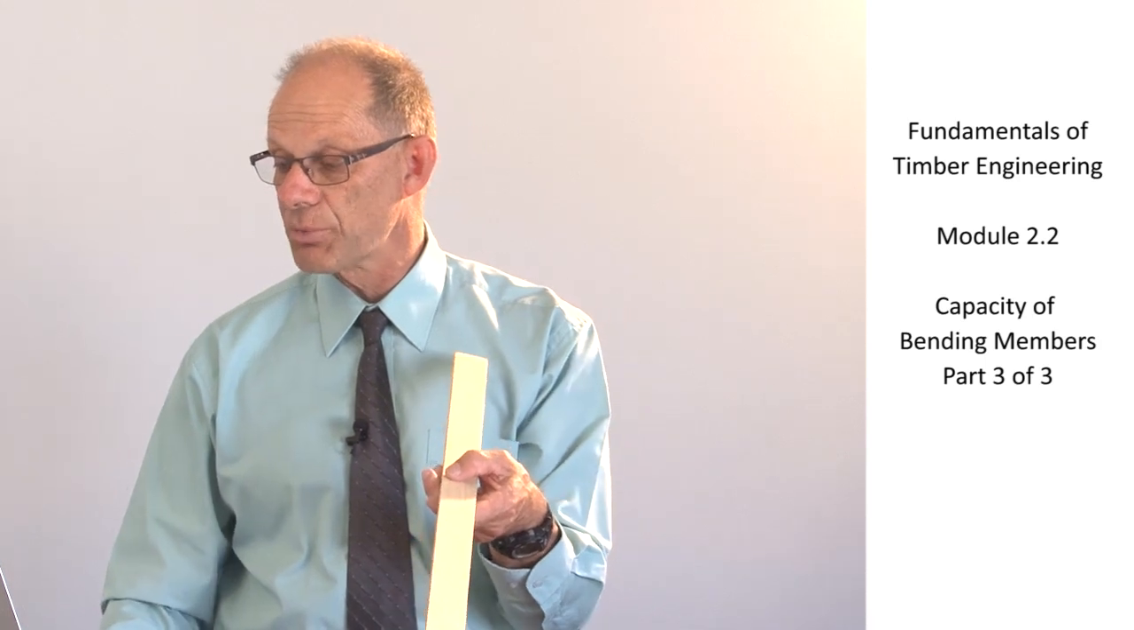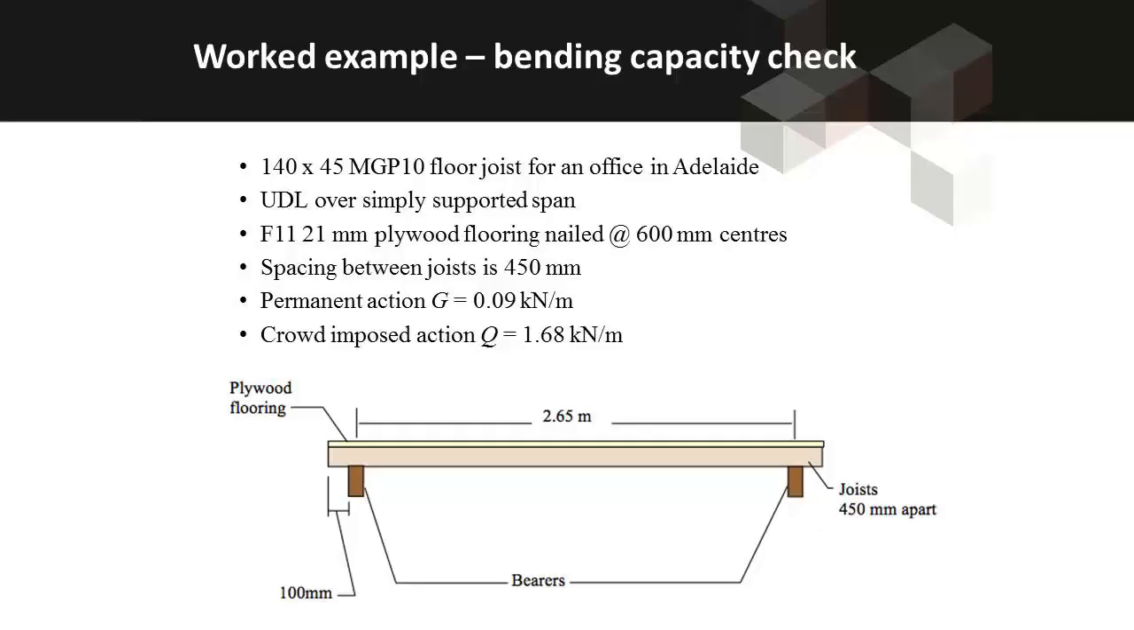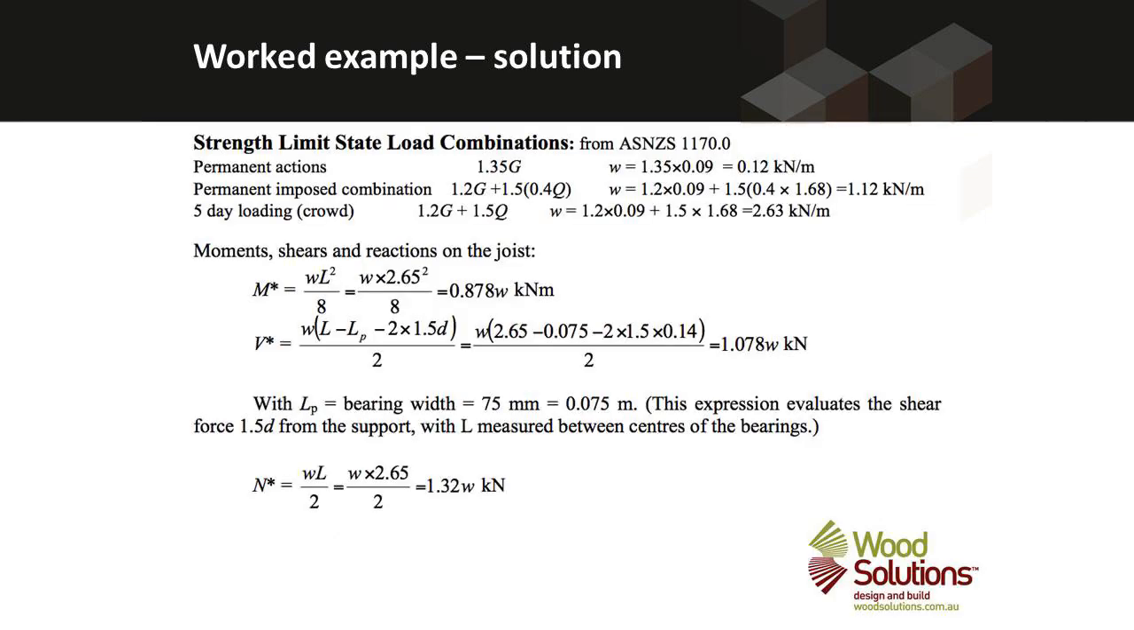To finish off, we have a worked example of a bending member capacity check, and it's the same example that we visited for the serviceability worked example. So it's floor joists, they're MGP 10, and we're looking at a combination of permanent action and imposed action due to a crowd. So the first thing to do is to calculate the actions on the member.